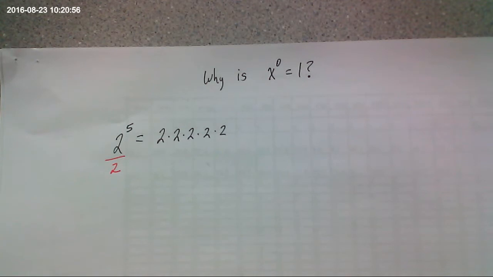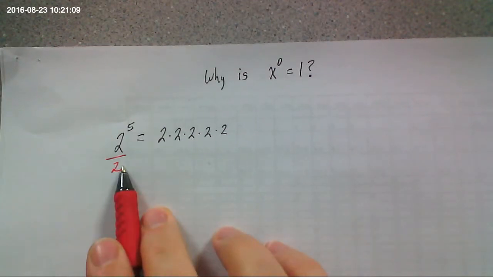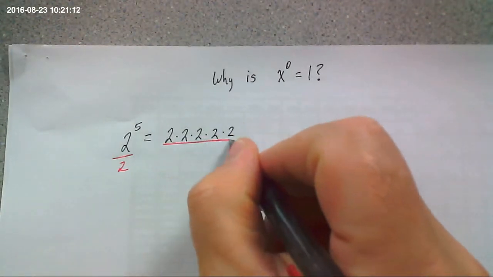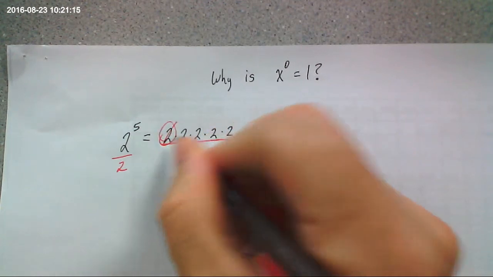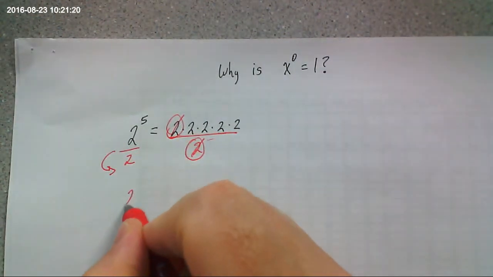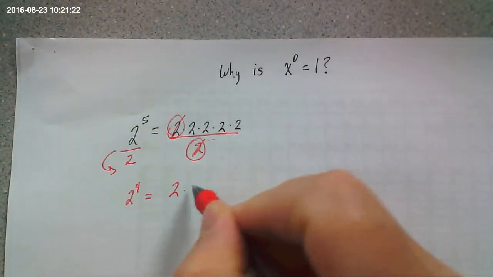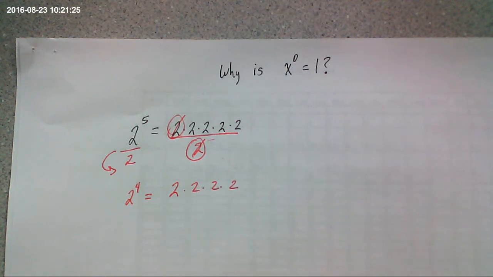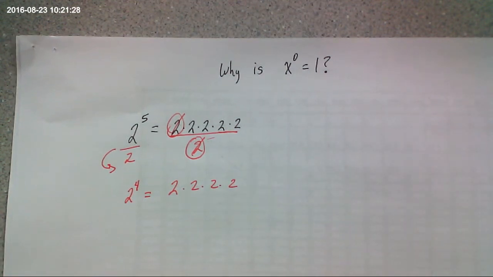2 to the what? Of 3. Why 3? To the 4th, right? Because if I divide it by 2, wouldn't 2 divided by 2 equal 1 and you're left with 4? So if I divide it by 2, then I would get 2 to the 4th power. And that would give me 1, 2, 3, 4 2's. Yeah? Now what if I divided that by 2? I would get 2 to the 3rd, right?